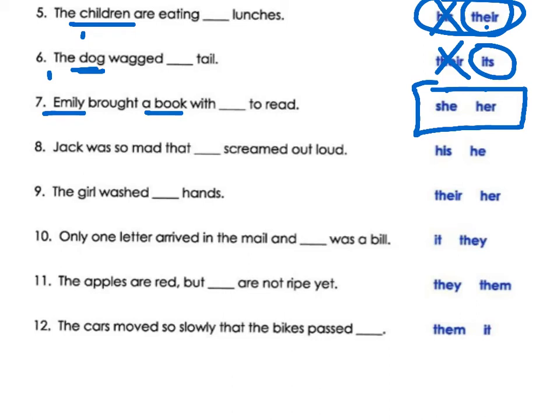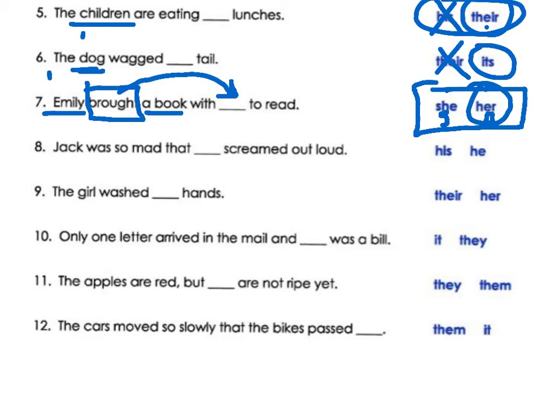In this case, you have to think about whether it is a subject pronoun or an object pronoun. And you do that by first identifying what is the verb in the sentence. In this case, it's brought. Emily brought a book with blank to read. Because the pronoun happens after the verb, then it has to be an object pronoun. She is a subject pronoun. Her is an object pronoun. Emily brought a book with her to read, so the answer is her.